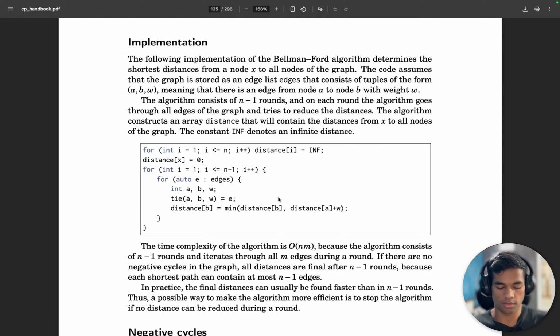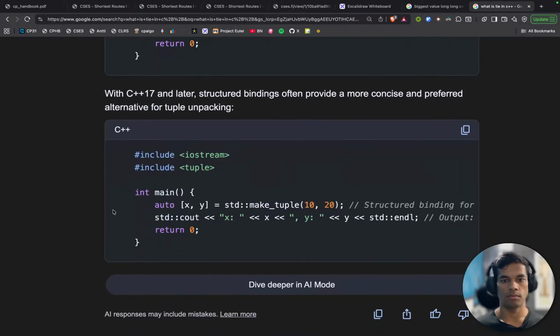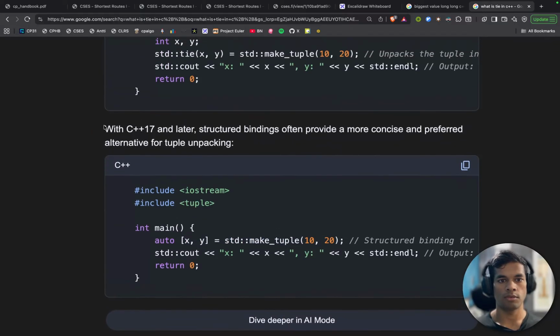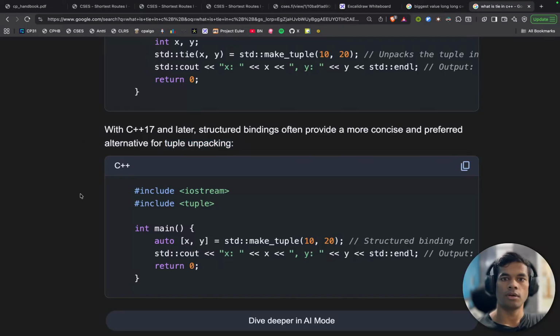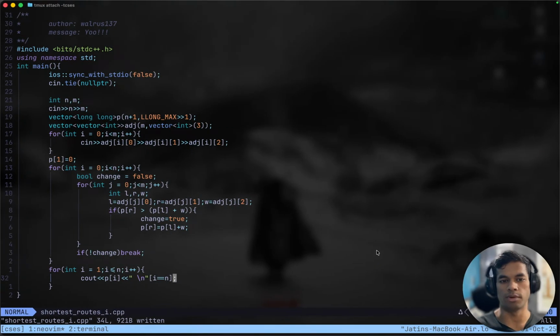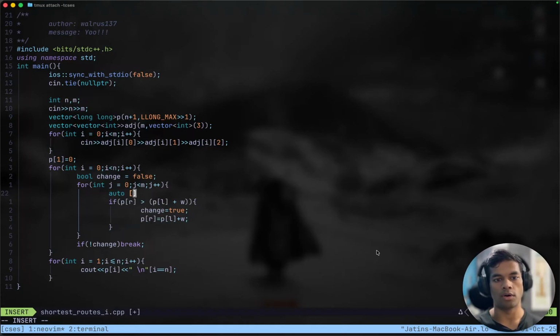Tie. I've heard that. Tie. How does tie work? We have a tuple. With C++ 17 and later, structured bindings provide a more concise and preferable alternative for tuple unpacking. For tuple unpacking. So we can use a tuple here instead of this, and that would make sense. Auto L, R, and W equals ADJ J. And we will have to change things here. Make this a tuple of int, and this thing also.